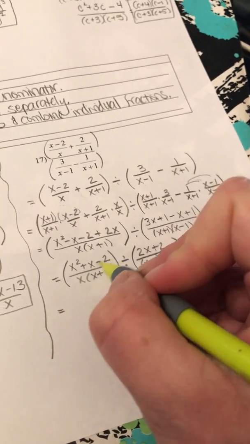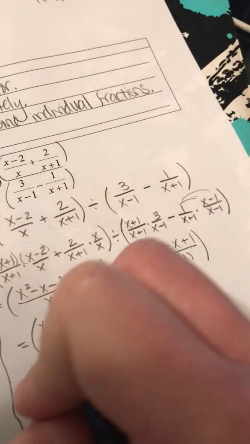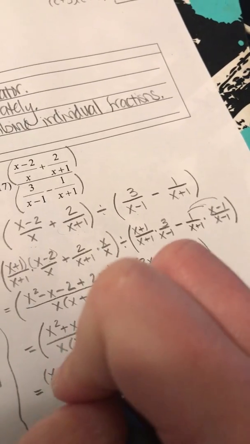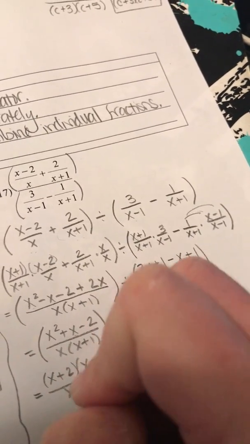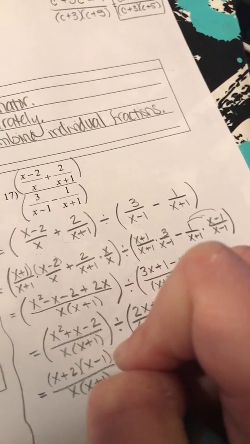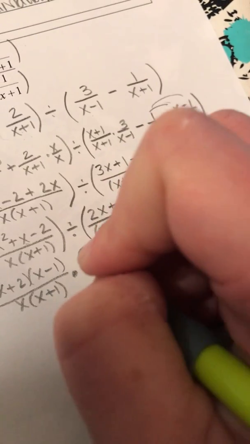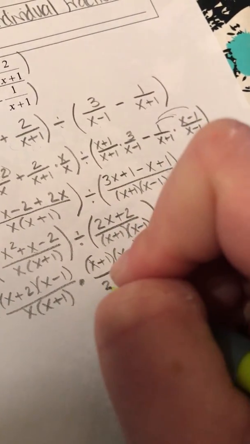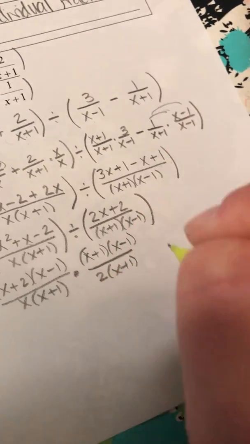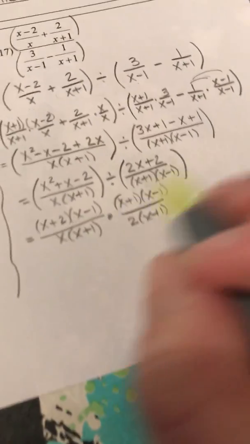What multiplies to negative 2 and adds to 1? I'm going to say x plus 2 and x minus 1. Okay, all over x times x plus 1. Change to multiplication. Whoops. Take the reciprocal. So now I have x plus 1, x minus 1, and in the denominator we can factor out a GCF of 2.